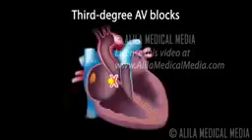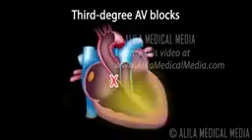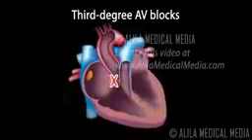Third-degree AV blocks are also referred to as complete heart blocks. In this condition, none of the electrical signals from the atria reach the ventricles. With no input coming from the atria, the ventricles usually try to generate some impulses on their own. This is known as an escape rhythm.